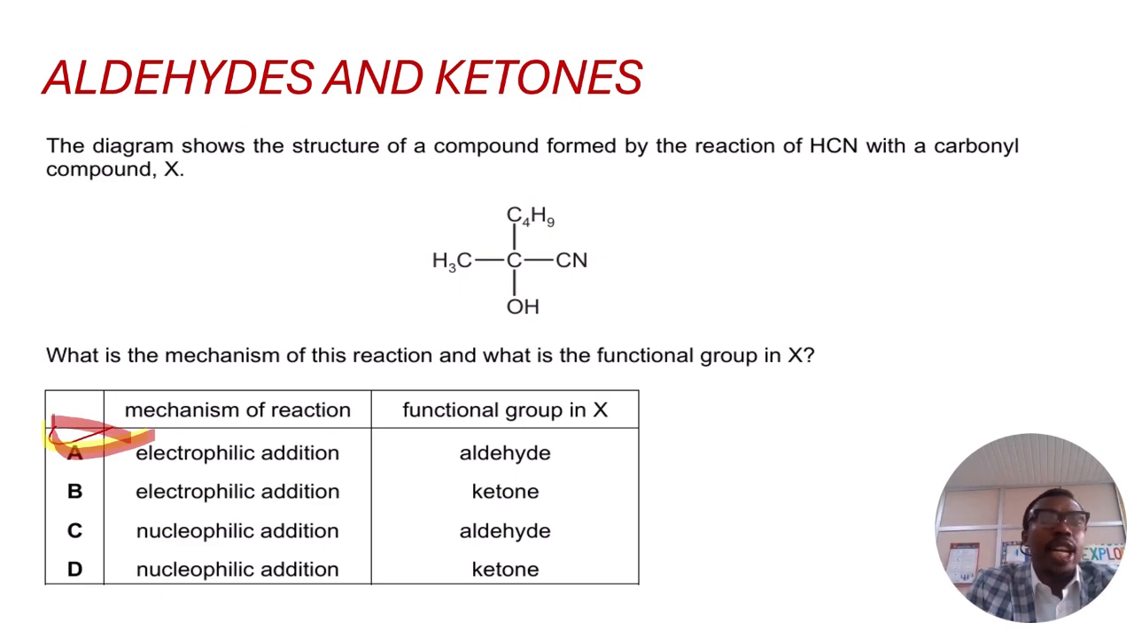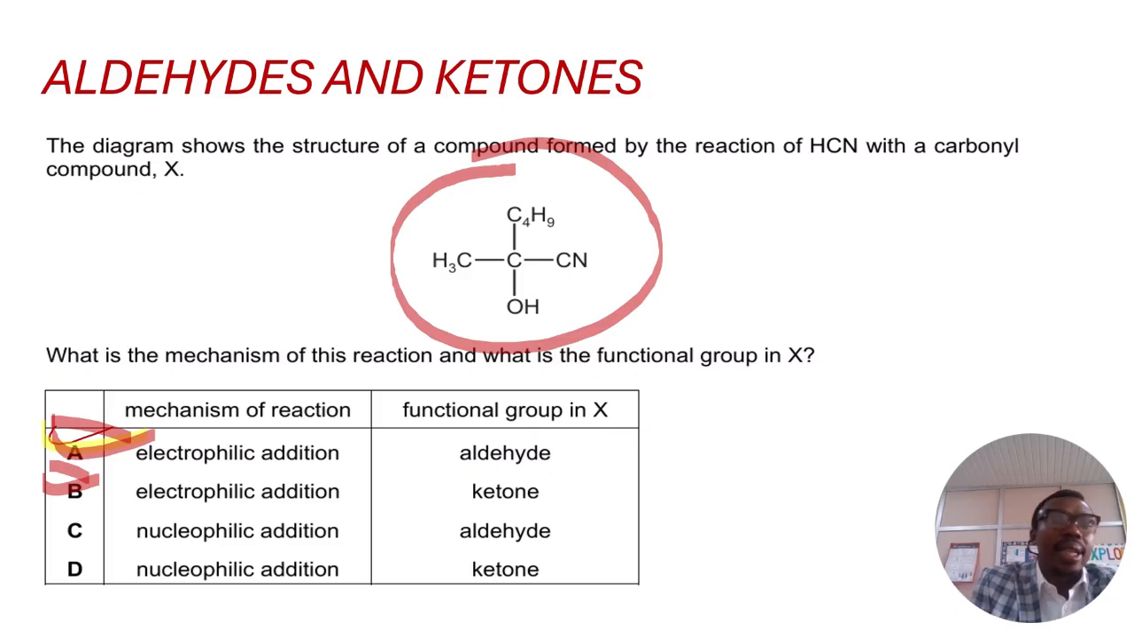Then if you look at B, electrophilic addition and ketone, the same reason: aldehydes and ketones don't undergo electrophilic addition, they undergo nucleophilic addition. So B is wrong. Then C, nucleophilic addition and aldehyde. Yes, aldehydes and ketones undergo nucleophilic addition, but if you look at the structure here, it is not an aldehyde. So C is wrong. The correct answer is D, which is nucleophilic addition and a ketone.